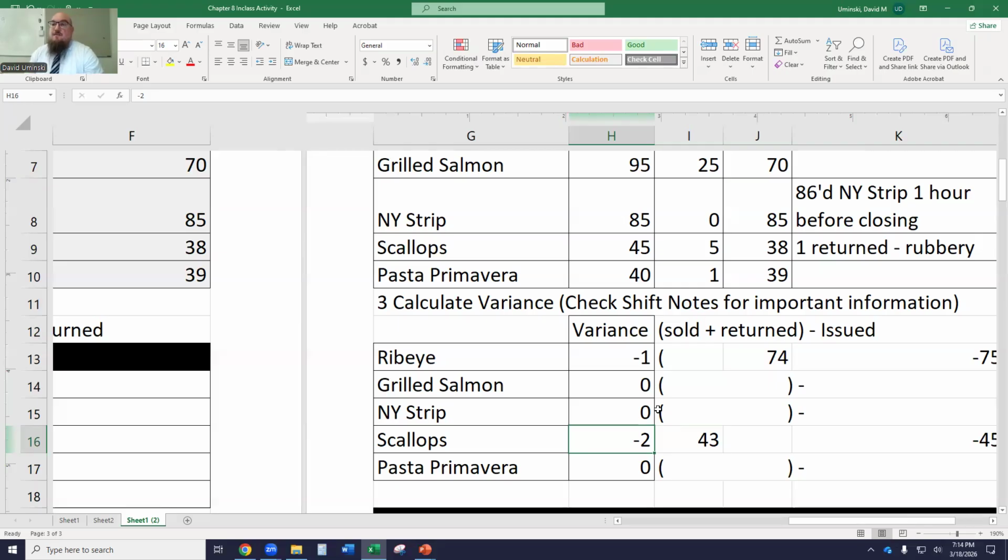But in reality, it's really important for us to find out why we're missing those 2 items. Okay. Why is it important to note that we 86'd New York strip an hour before closing? Why is that important information for us to know?